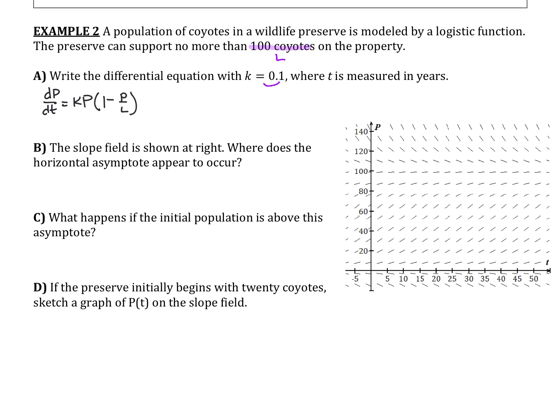Remember, our goal is to find the P function. So I'm going to fill in the information with the carrying capacity and with the k value. In this particular example, we were given the information, so my function is going to look like this: dP/dt equals 0.1P times 1 minus P over 100.